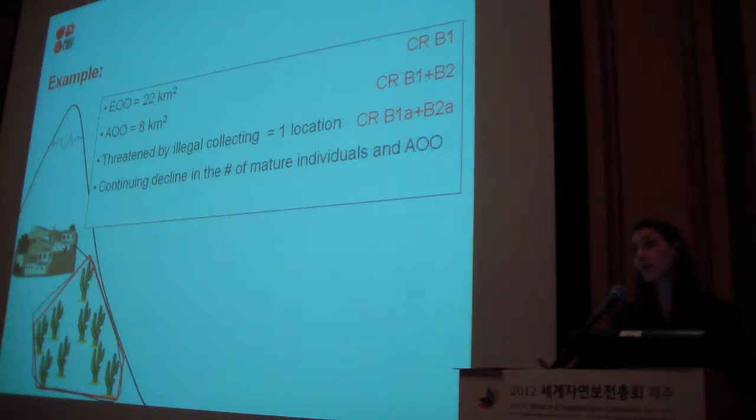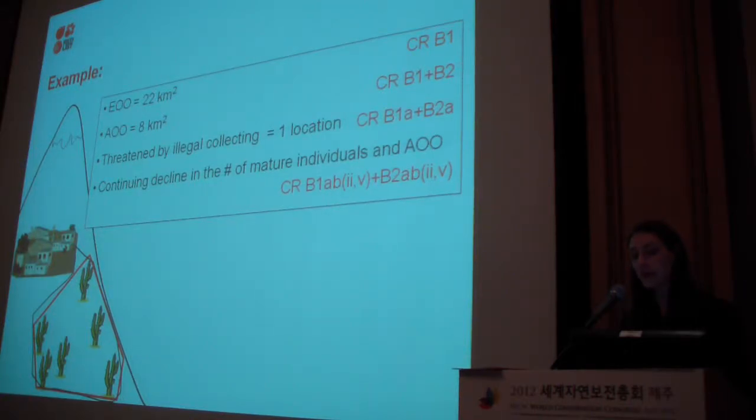Because they're collecting individuals of this species, there's a continuing decline in the number of mature individuals. And because in this particular example, it's a large cactus, there's a continuing decline in the area of occupancy as well. As the number of mature individuals decreases, and because the area of occupancy is so small, we can assume there's a continuing decline in the area of occupancy as well.